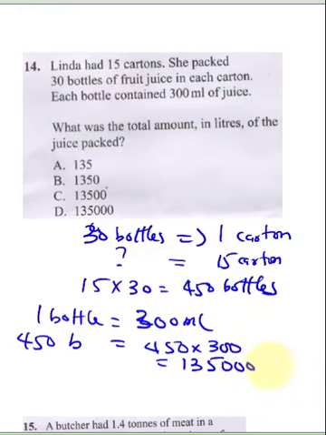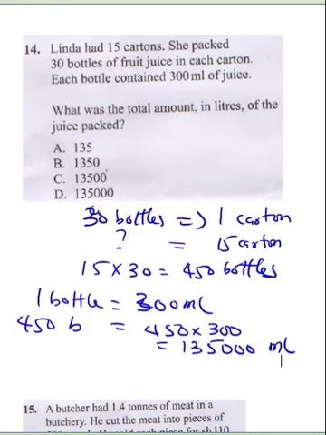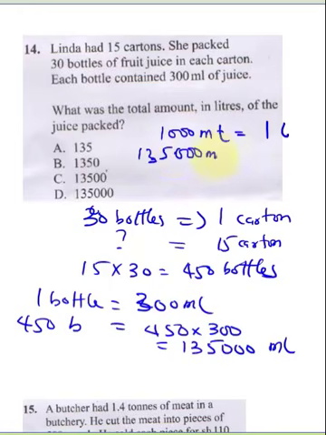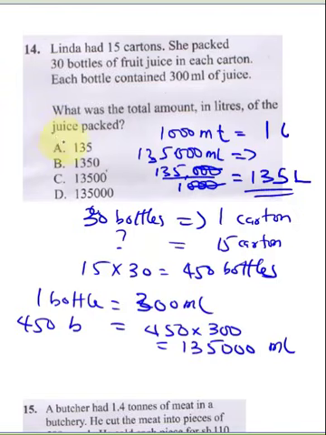So this is in ml. Now the question says, how do we find this in liters? Now I want you to know that for converting, 1000 ml is going to give you 1 liter. Okay, so that means 135,000 ml is going to give us 135,000 divided by 1000. So 3 zeros cancel 3 zeros. Our final answer is 135 liters. So the correct answer here is A.